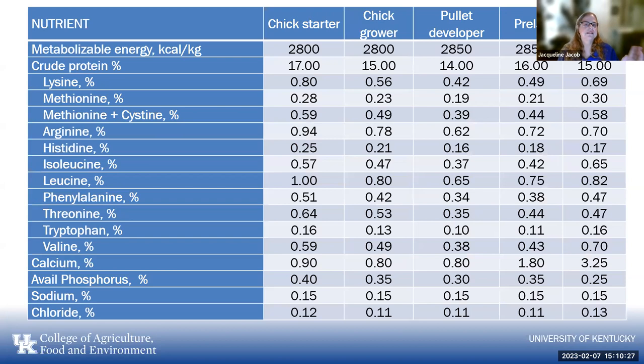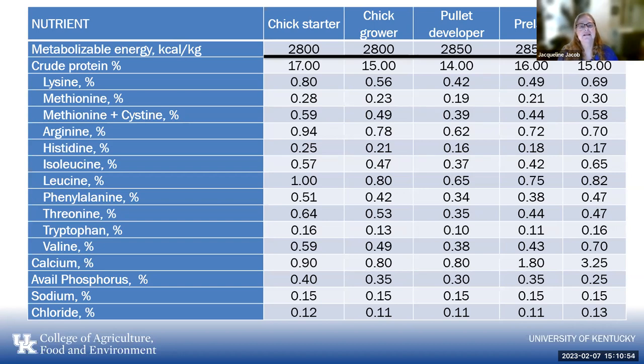So you can see that they are very well aware of the nutrient requirements of all the different stages of production for layers. They know it for ducks. They know it for turkeys. We know more about the nutrition of chickens than we know about the nutrition of people. That's where nutrition research really started, was with poultry.